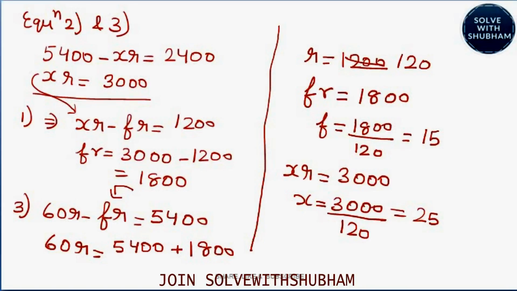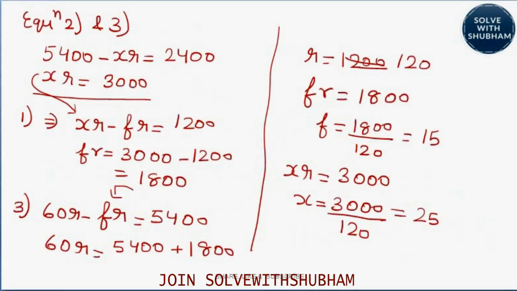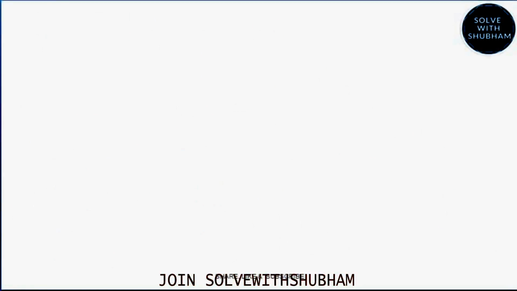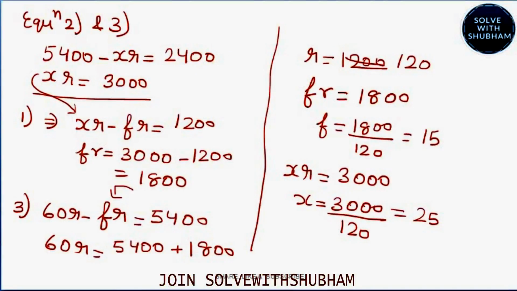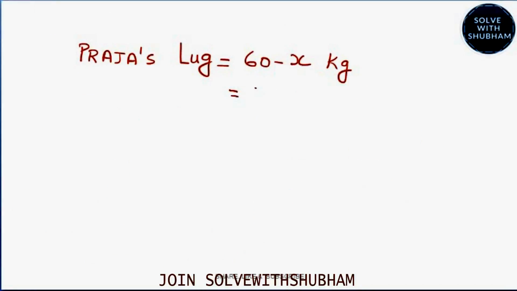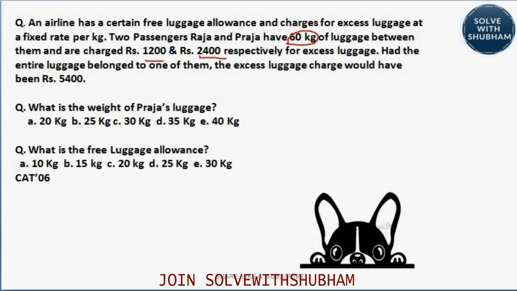So coming back to the question, what is the weight of Praja's luggage? Praja's luggage was 60 minus X kg. X comes as 25. So 60 minus 25. Answer has to be 35 kg. So our answer has to be option number D, 35 kg.